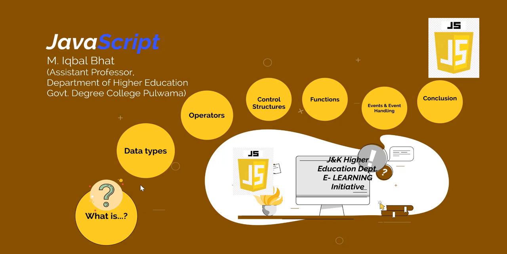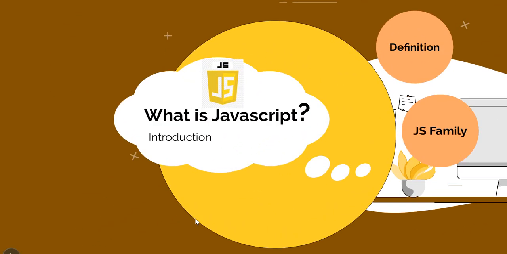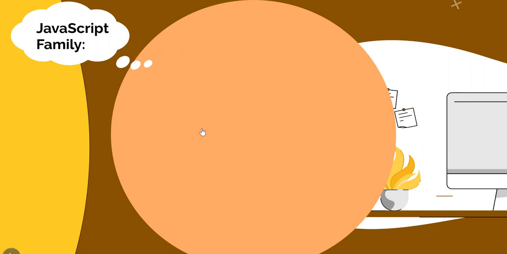Let us start. In the previous lecture, we covered the basic introduction of JavaScript. One topic that was left in this introduction was to talk about the JavaScript family. So let us know the JavaScript family. Currently in the market, there are a number of names that are linked with JavaScript. So one gets confused, what are these different kinds of names that are linked with JavaScript and what is the relationship between them? So we can say that JavaScript has its own family.